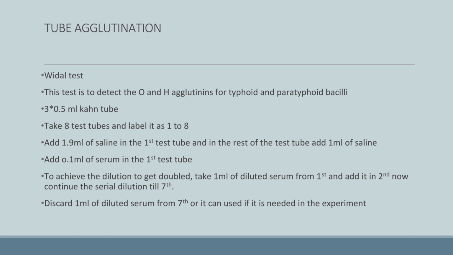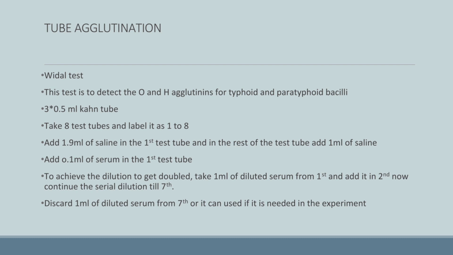If clumping is there, it indicates a positive result, that the patient has typhoid fever. Next one is tube agglutination. It is also a Widal test. This test is to detect the O and H agglutinins for typhoid and paratyphoid bacilli. O agglutinin is the antibody against the O antigen, which can usually be detected 6 to 8 days after the onset of fever, whereas H agglutinin is the antibody against the H antigen, which can be detected 10 to 12 days after the onset of fever.